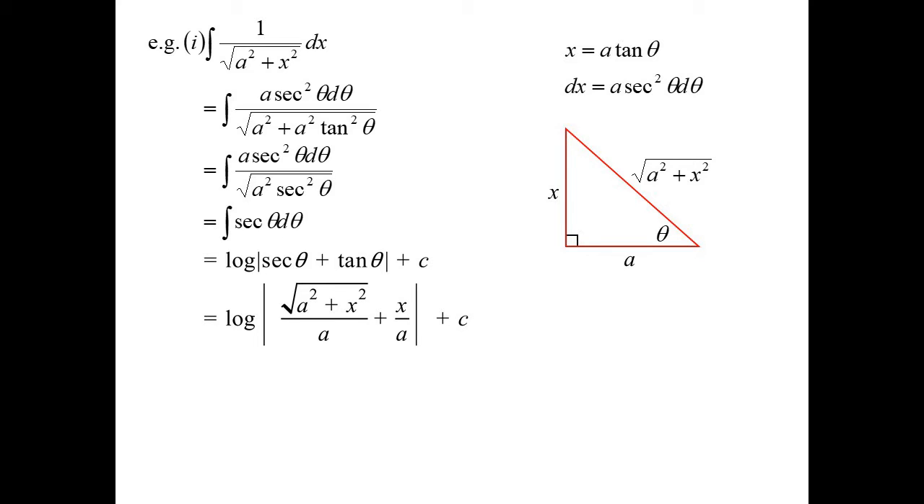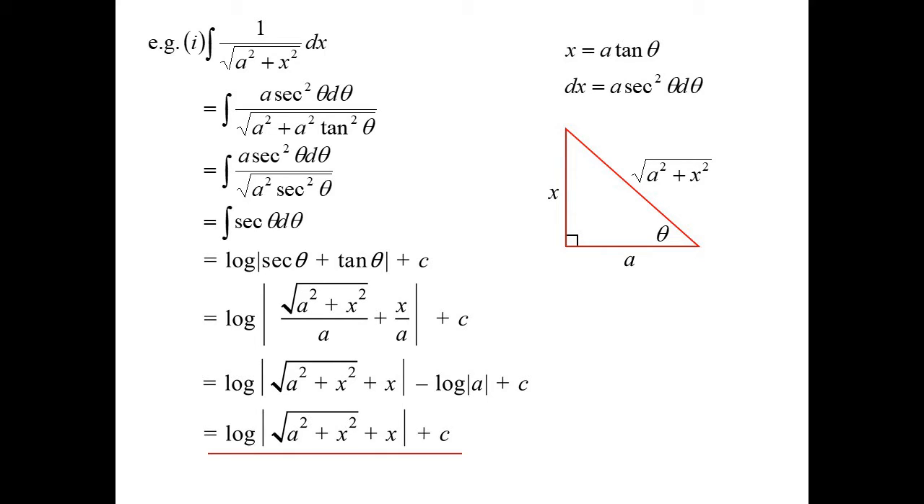And you might be looking at it and wondering, hey, that's not quite what it was. And the reason is they're both over a. A is a constant number. So I could use my log laws and say that's minus the log of a. But the log of a is just a constant anyway. And so I just have the log of the square root of a squared plus x squared plus x, and then plus a constant. So that's where that particular integral comes from.